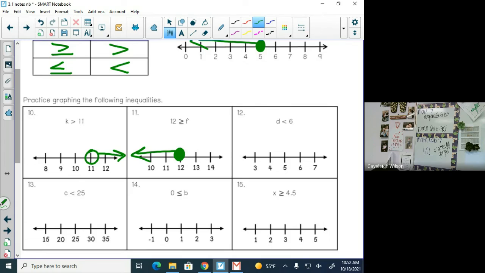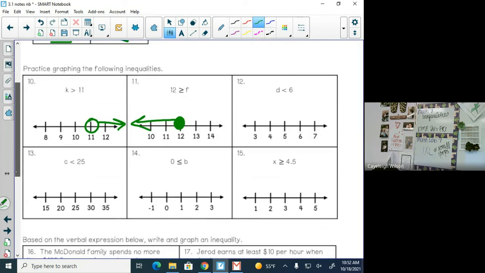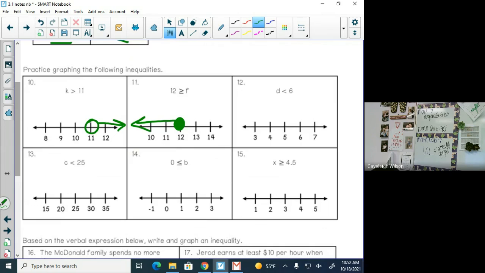All right, you all try number 12 and 13. So remember, if it eats the variable, it will always shade to the right.